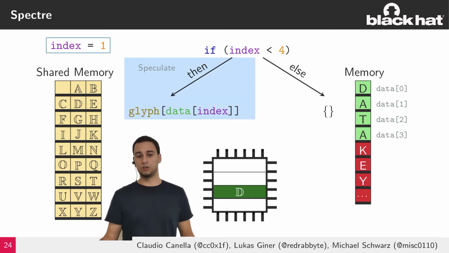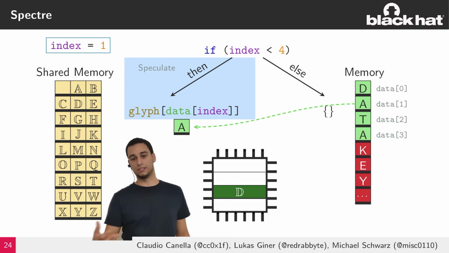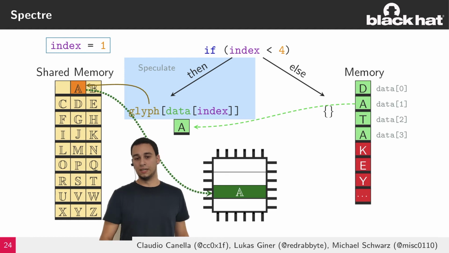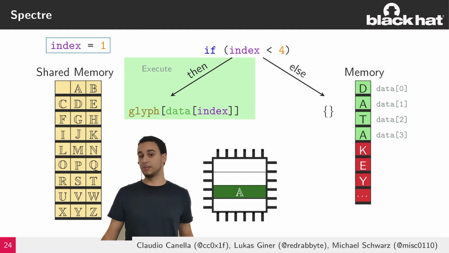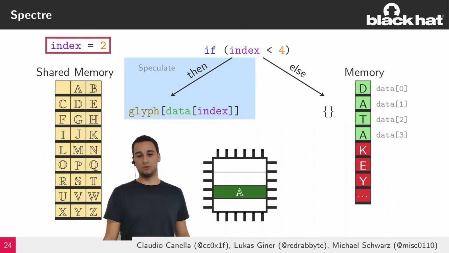And in the next execution, we have the next index. 1 is smaller than 4. The CPU is like, it was true before, so let's speculate that it's also true now. It speculates that it has to get the data from memory. It does that, looks it up in this font file, everything is put in the cache, and when it actually executes it, architecturally it says, my prediction was correct, everything is fine, nothing has to be undone, super fast. And it continues like that for the next index and the next index.